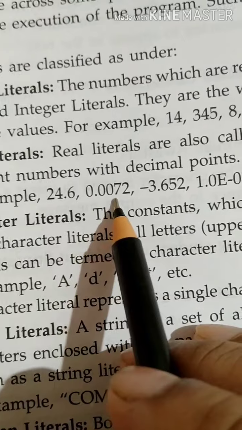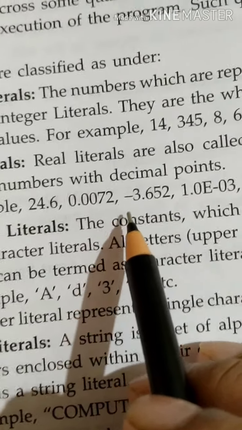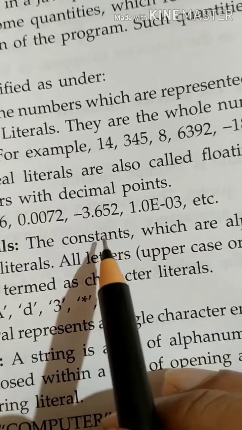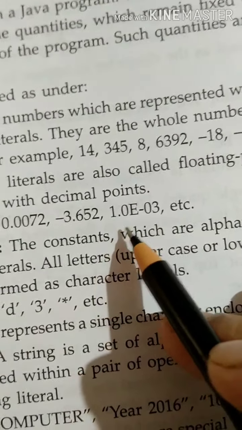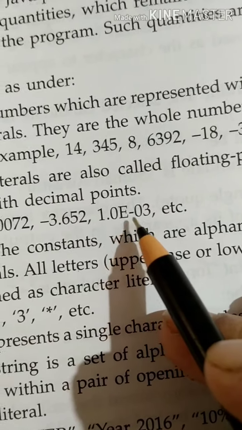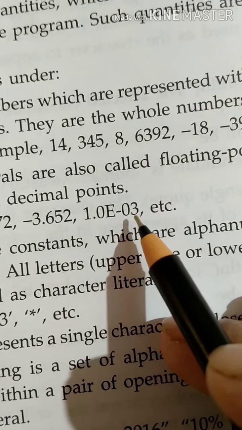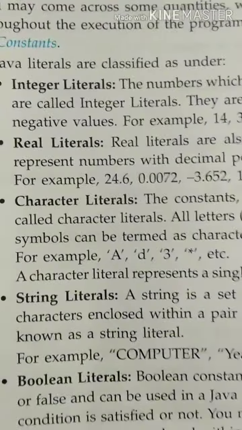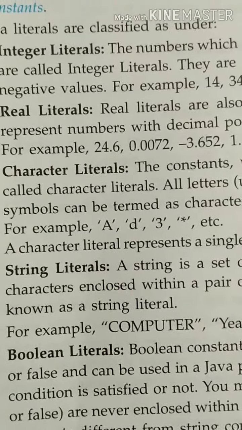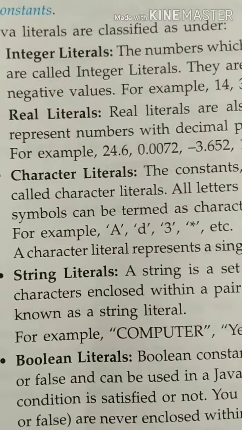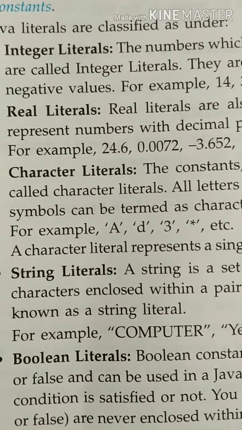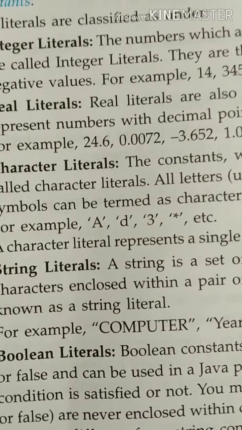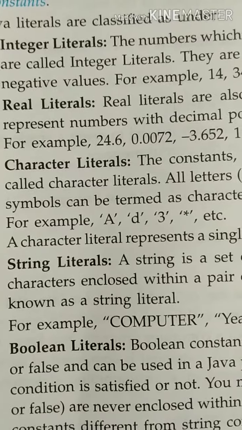Okay, 0.0072 is also a floating point number. Minus 3.652, this is floating point also. 1.0 e to the power minus 0.3, okay, this is an exponential value, etc. And so many other values you can take in real. Okay, real literals are divided into two types. First is float, and second is double. Okay, that we will study later.